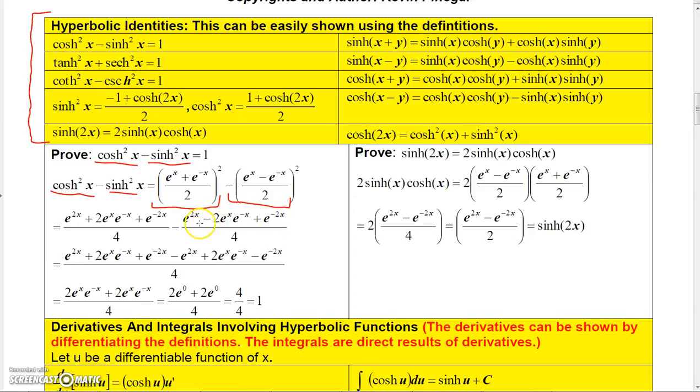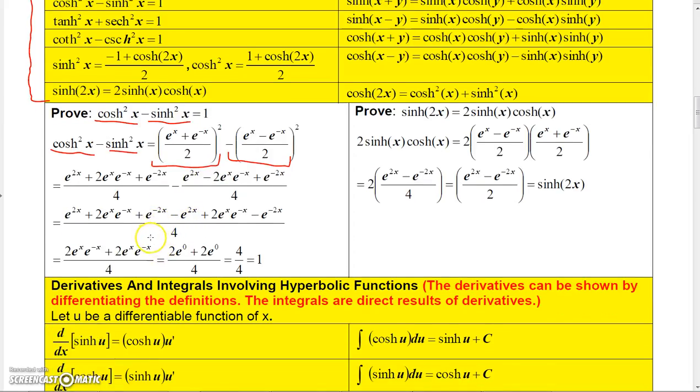And so basically when you put those together, everything's basically going to cancel except for this term and this term. But this term, e to the x times e to the negative x, that's just 1. So this is just going to be 2 plus 2, which is 4. So you're going to get 4 over 4, which is 1.